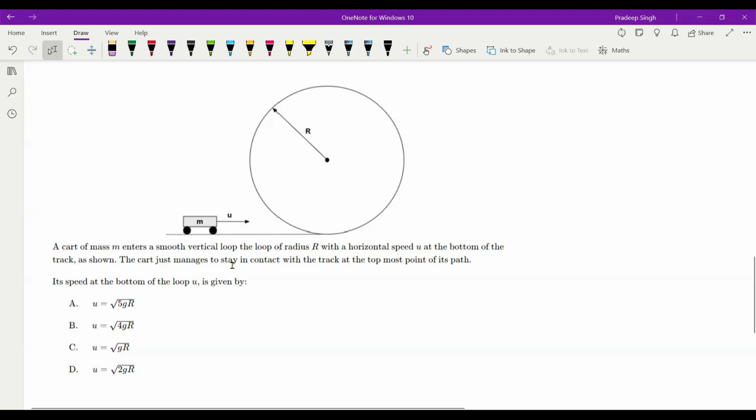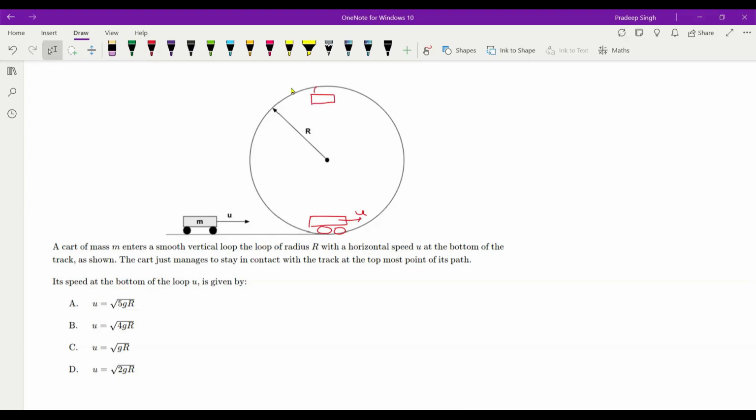A cart of mass m enters a smooth vertical loop of radius r with a horizontal speed u at the bottom of the track. And when this cart reaches the start of the circular track, the speed will still be u. So let's draw. When the car comes in at the entry point, the speed is still u. And then it goes around the circle and reaches the topmost point. So let's draw that diagram.